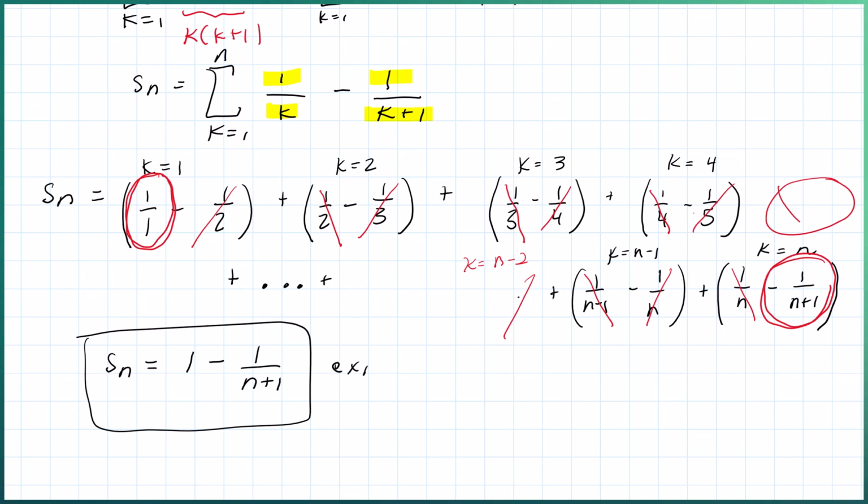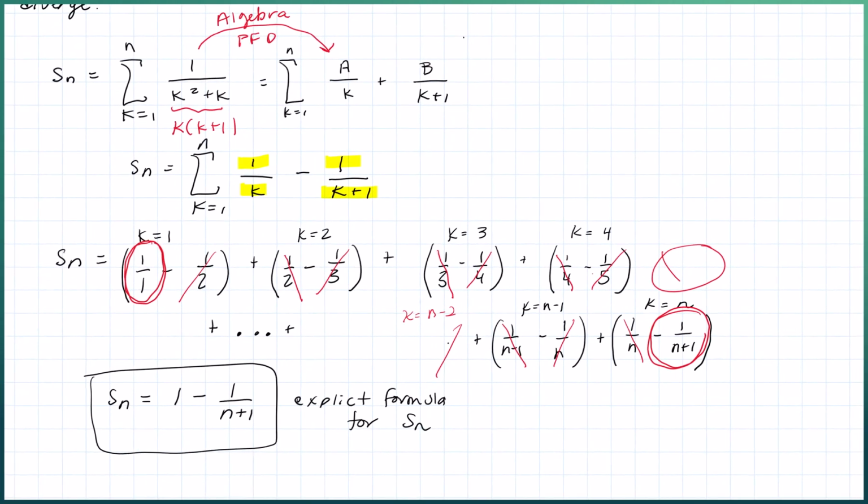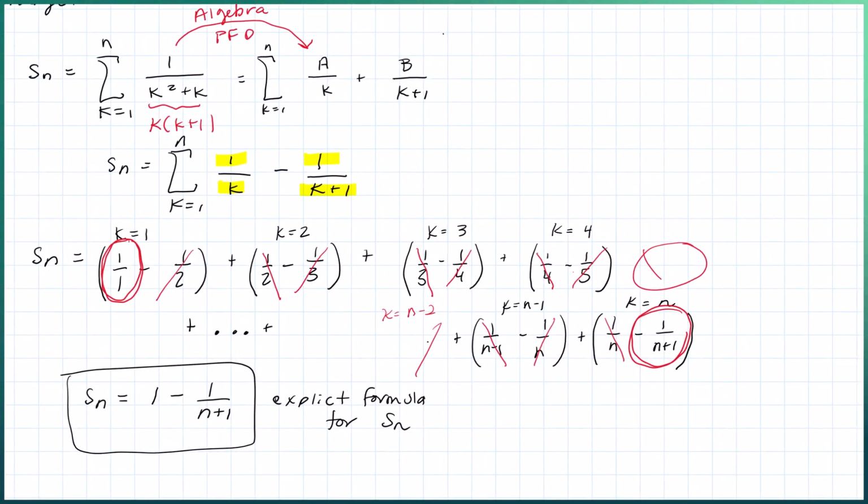So notice what that is. That's an explicit formula for the sequence of the partial sums. And if we have an explicit formula for the sequence of the partial sums and we want to know if it converges, all we have to do now is take the limit of those partial sums as n goes to infinity.